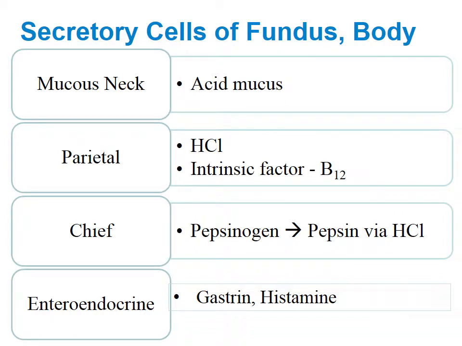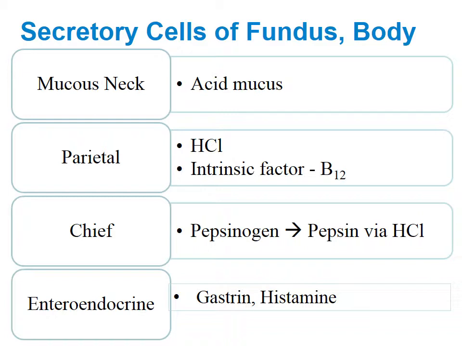Mucous neck cells produce an acidic mucus to carry secretions out of the pits. Parietal cells secrete hydrochloric acid and intrinsic factor. The acid will denature proteins and assist with their enzymatic breakdown. The intrinsic factor goes into the small intestine and assists with vitamin B12 absorption.